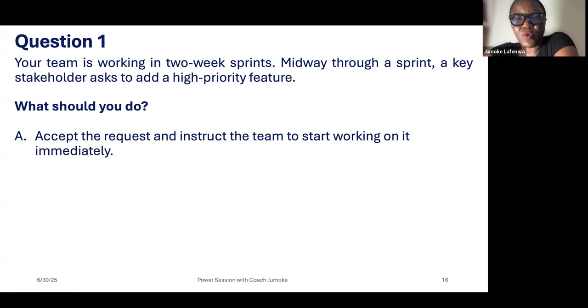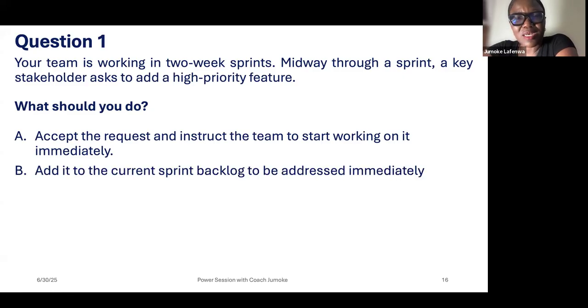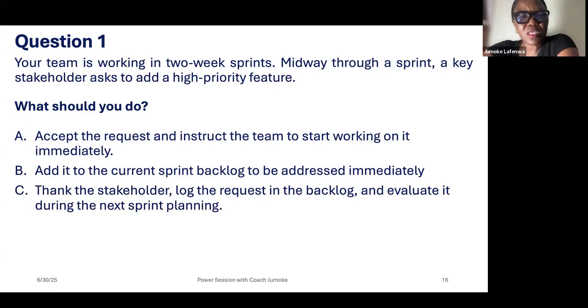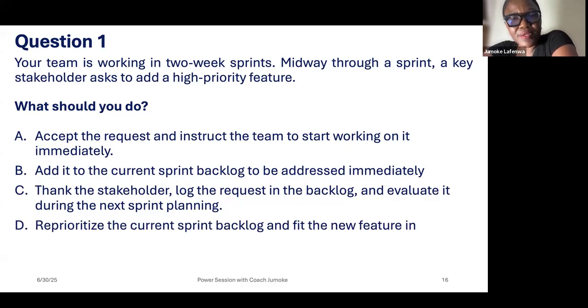A, accept the request and instruct the team to start working on it immediately because it's a high priority feature. B, add it to the current sprint backlog to be addressed immediately. C, thank the stakeholder, log the request in the backlog, and evaluate it during the next sprint planning. D, reprioritize the current sprint backlog and fit the new feature in. I'll count to 15 for the answer, so drop the answers in the chat box.